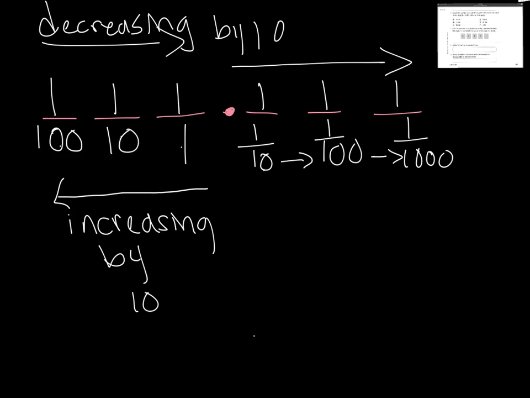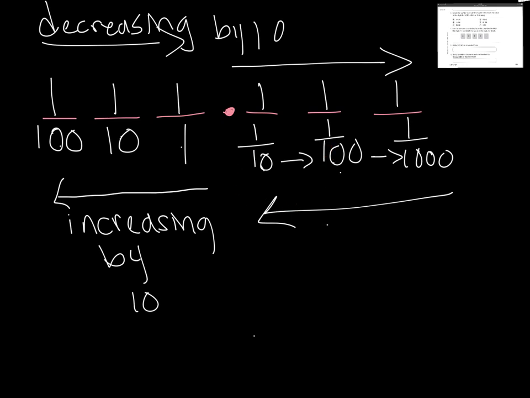Remember that 1 out of 10 is more than 1 out of 100. 1 out of 100 is more than 1 out of 1,000. So we're still decreasing by 10. That hasn't changed. And if we were to go from right to left, we would see that we're increasing still by 10. Because, as we just mentioned, that 1 out of 1,000 is very small, 1 out of 100 is larger, and 1 out of 10 is larger still.